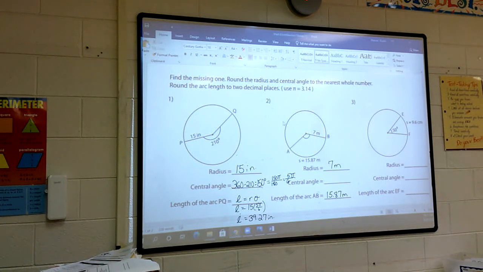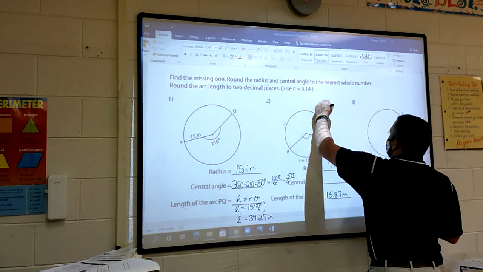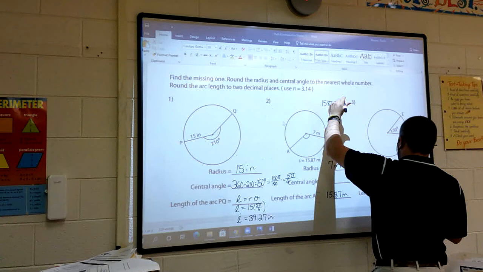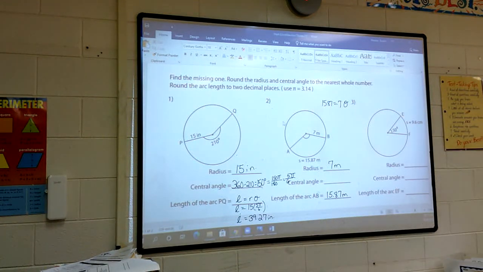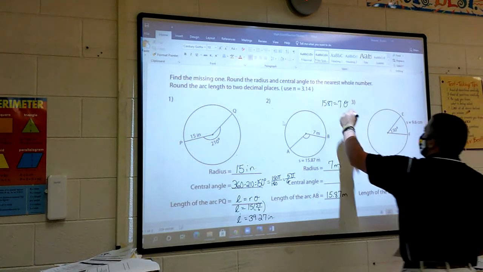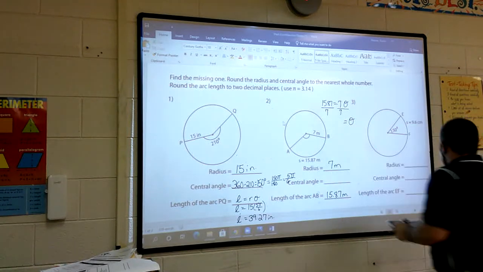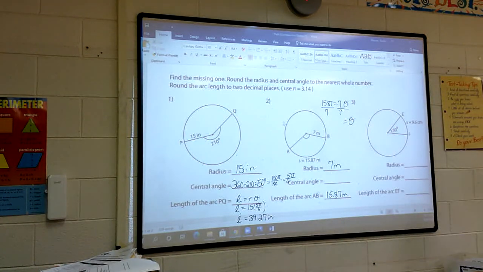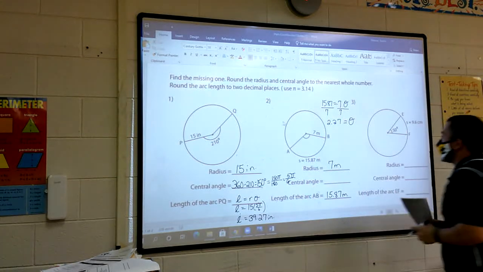All right? So what we're going to do is say 15.87 equals 7 times our angle. That's our formula for arc length. L equals the angle times the radius. Okay? And so now we're going to divide by 7 to solve for our angle. So our angle equals 15.87 divided by 7. That's 2.27. That's not the answer yet.